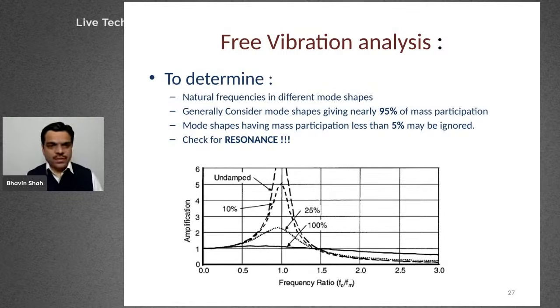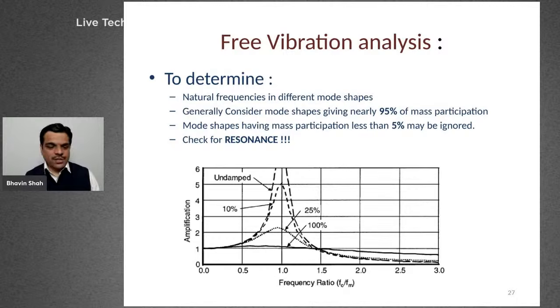So what information will we get out of the free vibration? Out of free vibration, we'll be getting the information related to the natural frequencies, mode shapes, mass participation, etc. So our first check will be that we will be comparing the natural frequencies of the foundation along with the forcing frequencies of the machine. And at least a 20% difference should be there between the forcing frequency and the natural frequency. And we must consider at least 95% of mass participation.